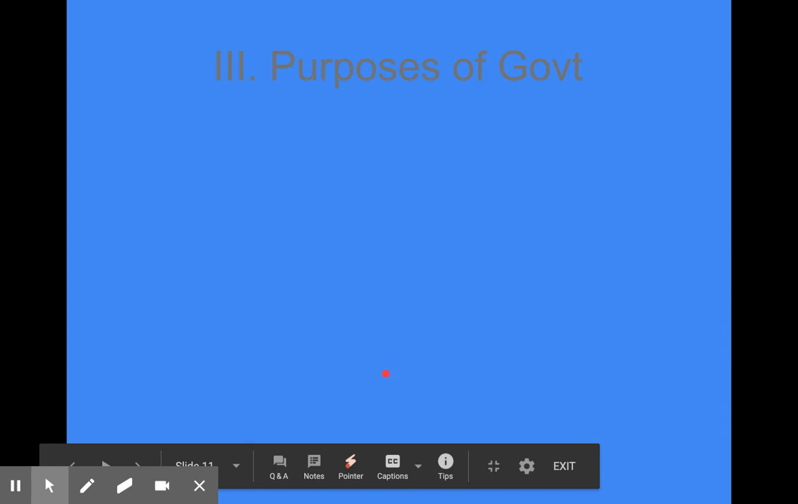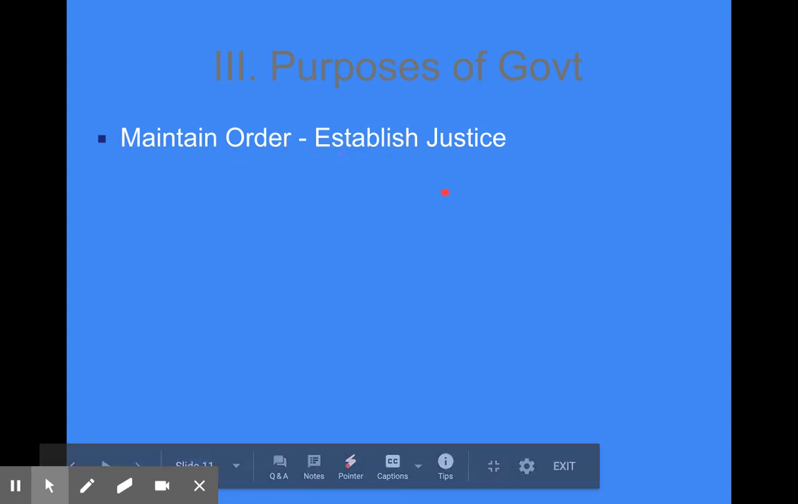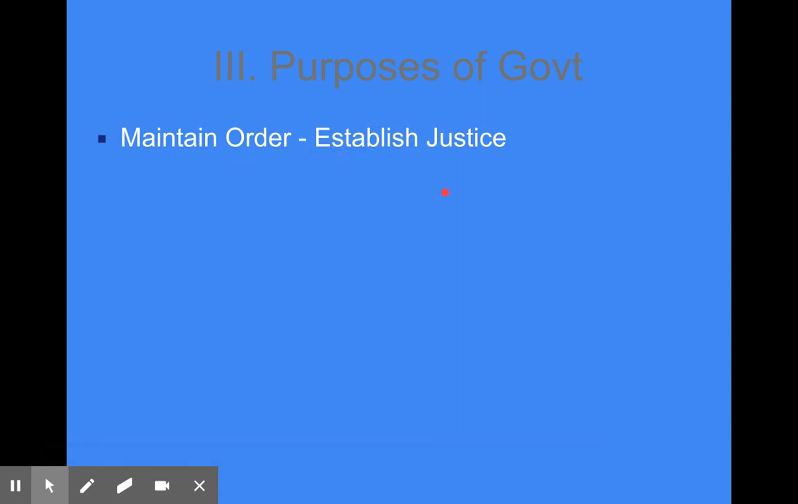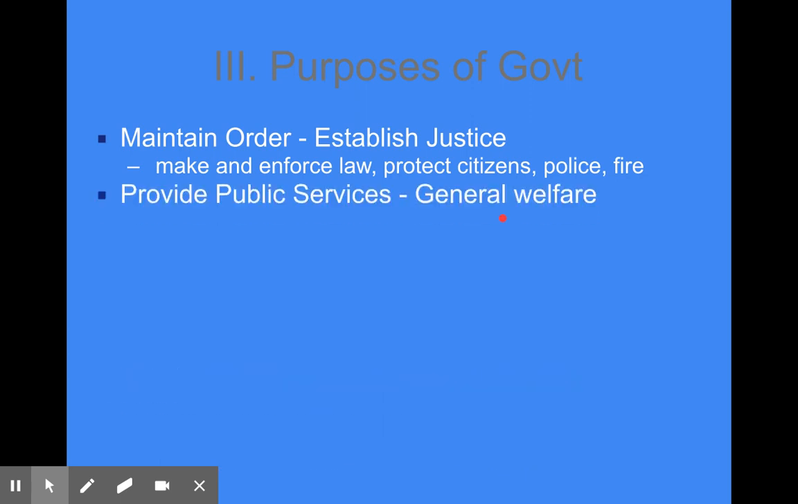Section 3, what are the purposes of government? All right, so there are some general purposes. One, maintain order, establish justice, make sure we're safe. Don't allow people to run around the streets just killing people. Maintain order. Make laws, enforce laws, protect citizens, police and fire protection. Okay, next purpose. Provide public services, promote the general welfare.